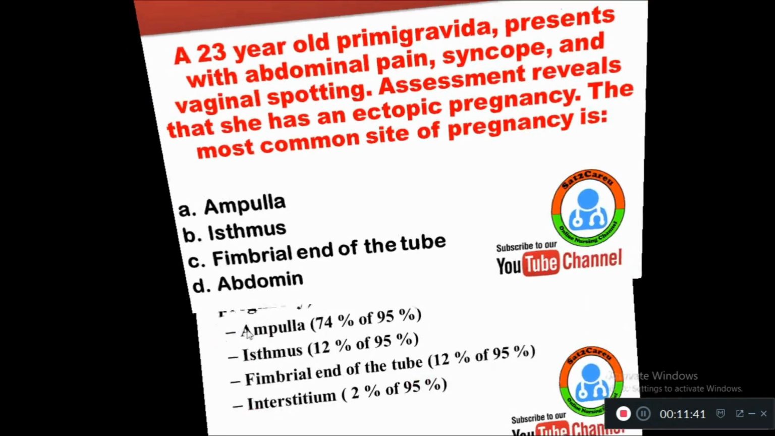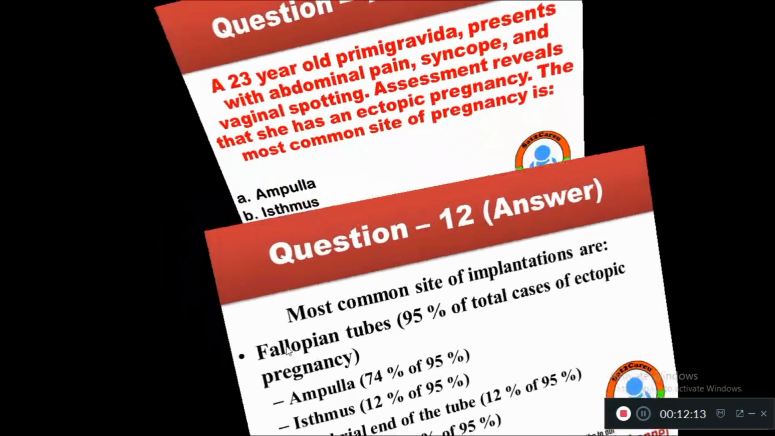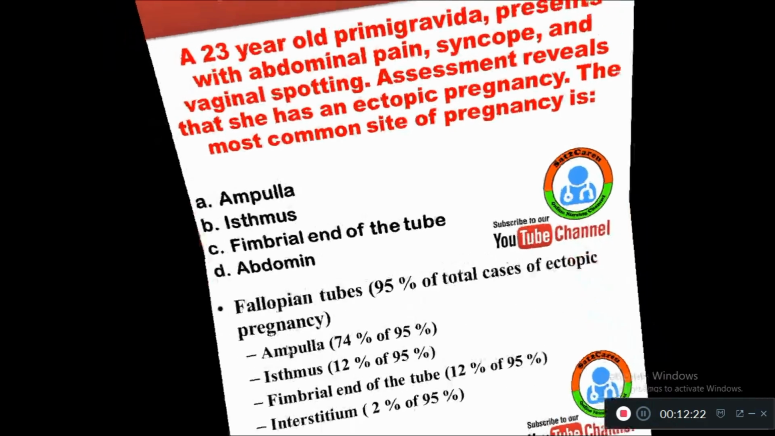Let's see the rationale. Most common site of implantation is the fallopian tubes, 95% of total cases of ectopic pregnancy. In the fallopian tubes, ampulla leads with 74%, followed by isthmus and fimbrial end of the tube, both sharing 12%, and interstitium has only 2%. So option A, ampulla is the right answer. Most common site of ectopic pregnancy is ampulla, option A.